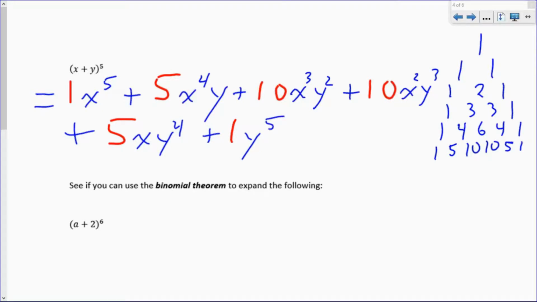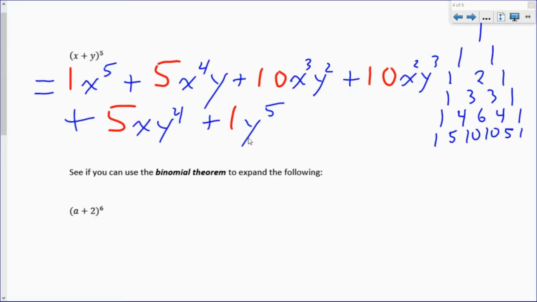And there it is. That's how you can use Pascal's triangle to expand a binomial without needing to go through all that algebra that I did before, which was quite painful. Now, you don't always have x plus y. Suppose you had a plus 2 to the power of 6. The first term is going to be a to the power of 6. So your x is now an a, and your y is now the number 2. We can complete another row of Pascal's triangle here, the 6th row, or the 6th level. Looks like that right there.